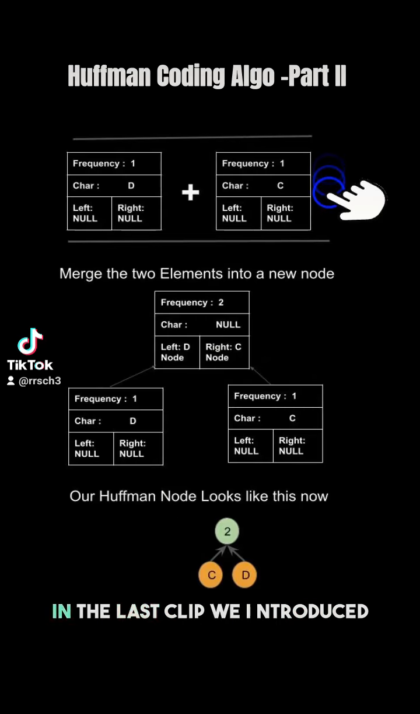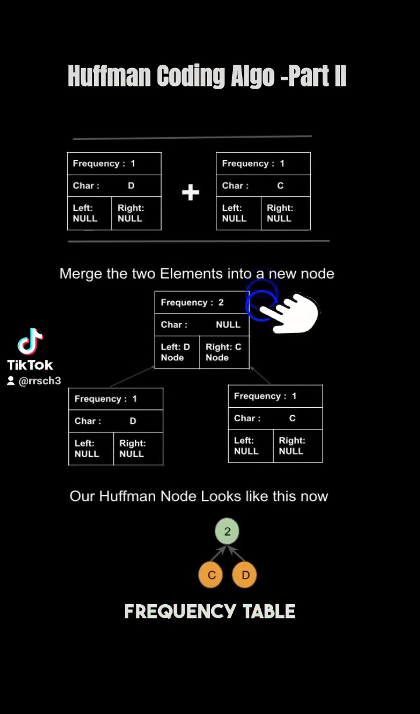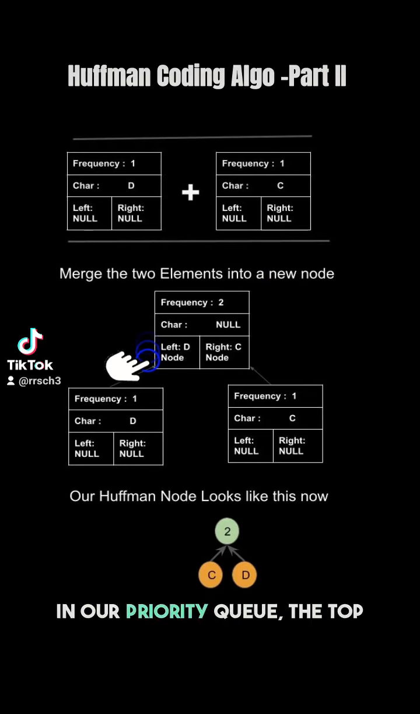our input string. Now we pop two nodes from the queue. These two nodes will be the least occurring leaf nodes. We merge these together and create a new Huffman node with value 2, which is a sum of the two frequencies of the C node and the D node. We link the D node to the right and the C node to the left.